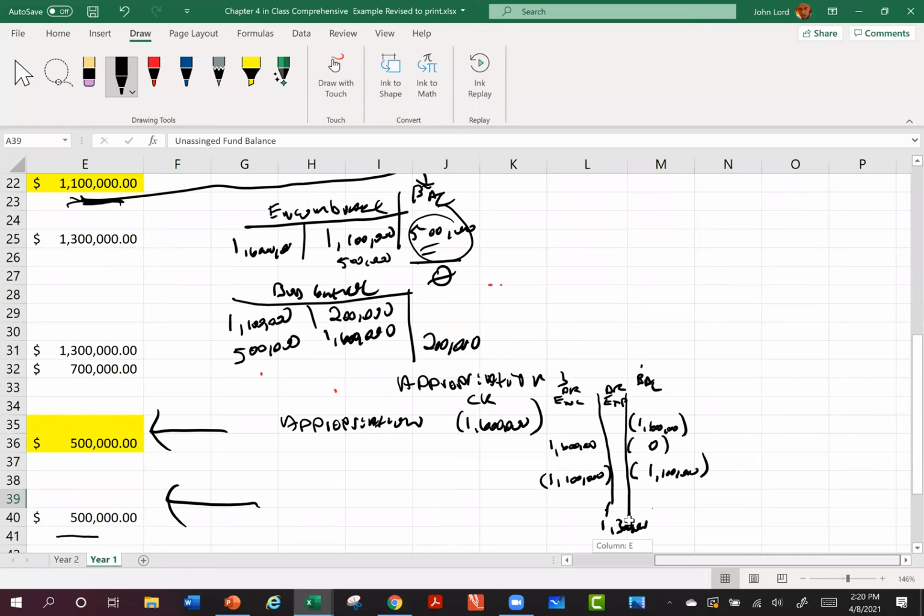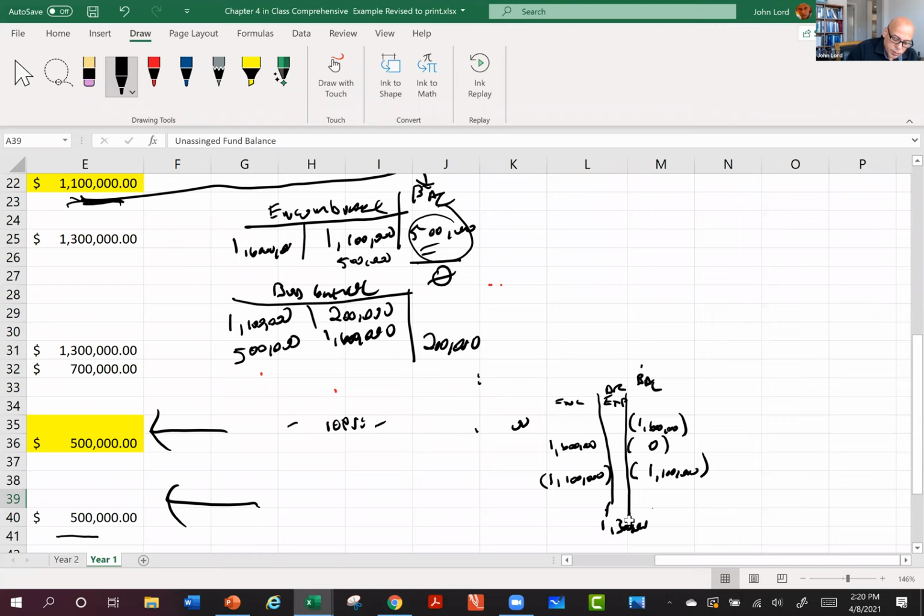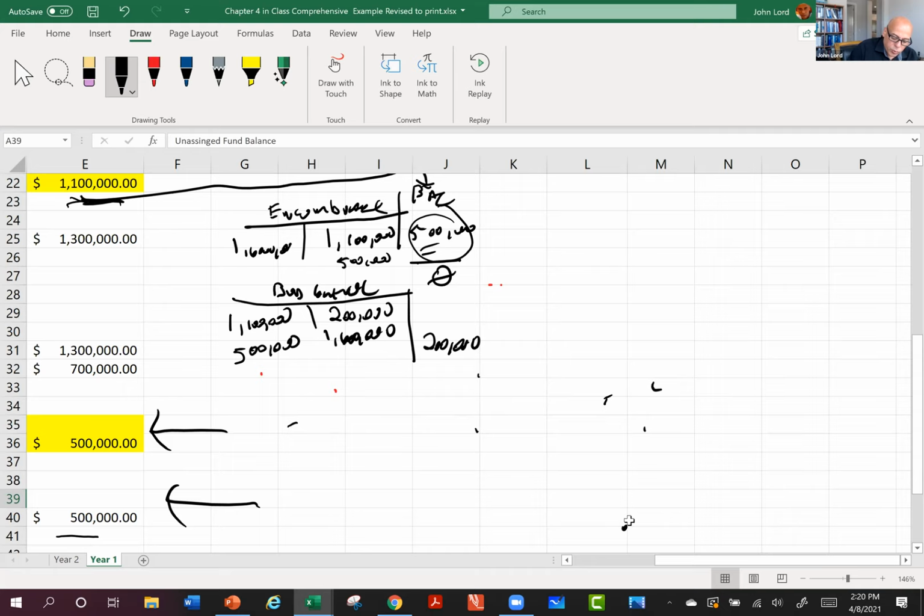So let me just start this whole thing over again. Sorry, guys. It's a good question. That's why I want to spend the time with it here. So let's hope this thing will erase for me. And let me get some more room here. Okay, and I'll just start this whole thing over. Okay, so I have the appropriation ledger.